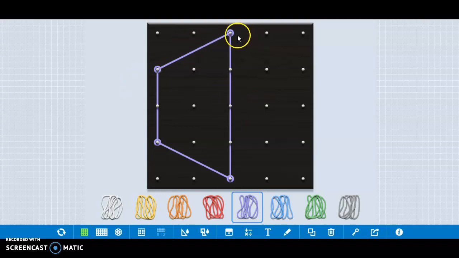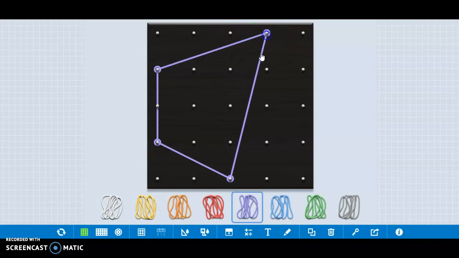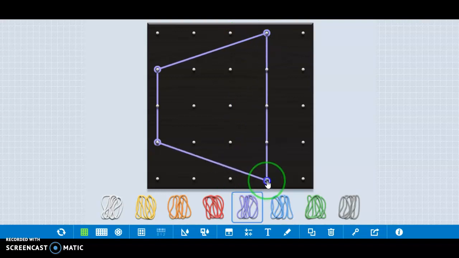These over here. So you can make lots of different types of trapezoids. So go ahead and press pause and make a couple different types of trapezoids.